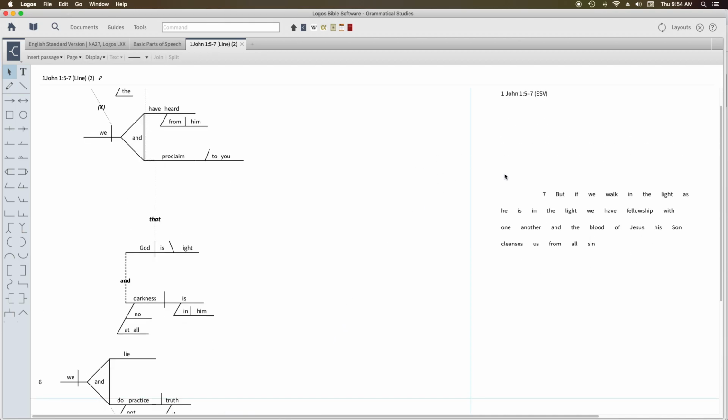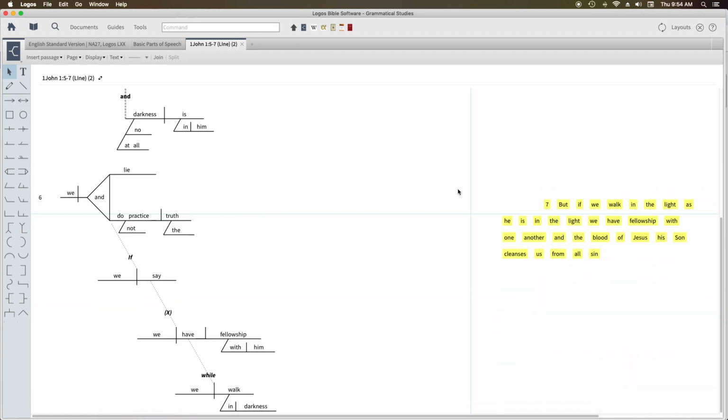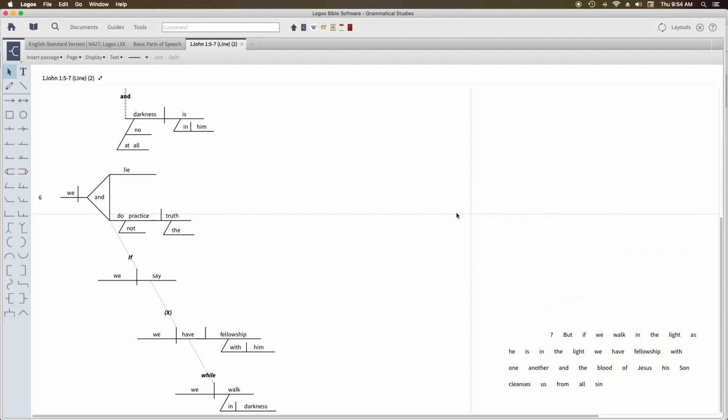Let's go ahead and do all of verse 7. Highlight that. Whoops. And we're going to, not getting it all, we're going to drag the whole thing down here so we have access to it. We don't have to keep moving up and down and up and down. Okay, so if we say we have fellowship with him while we walk in darkness.